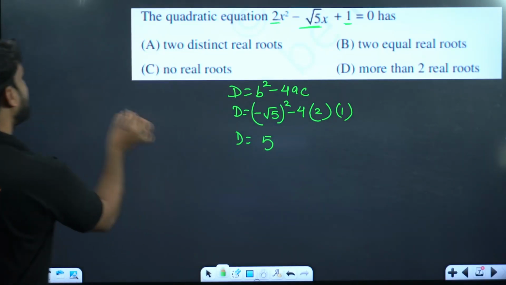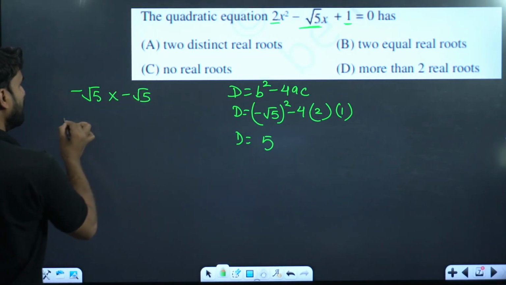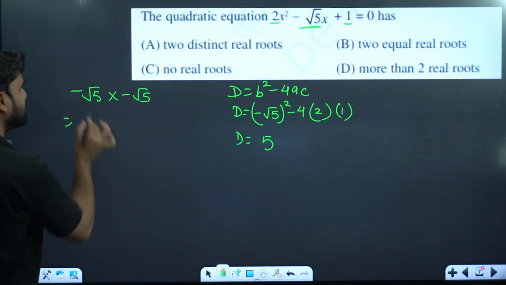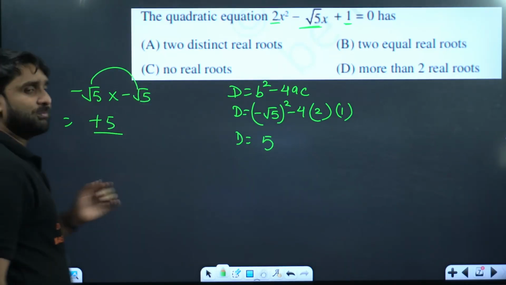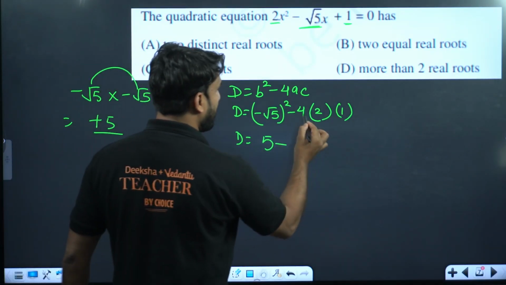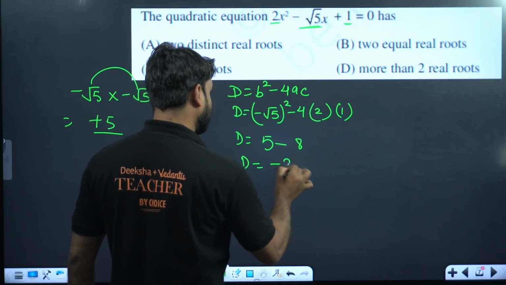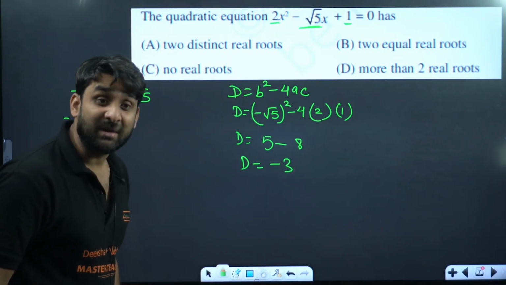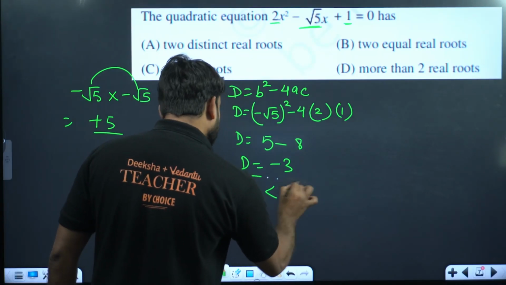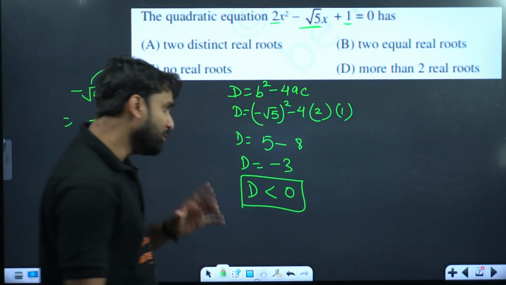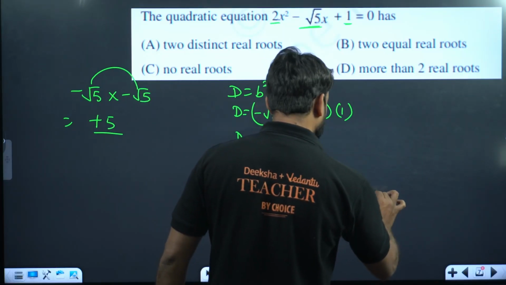Solve this. Minus root 5 square means minus root 5 into minus root 5. So minus into minus will become plus, and root 5 into root 5 will be 5. So plus 5 will be there. Minus 4 into 1 is 4. So D is equal to 1? Let me recompute: 5 minus 4 gives D equal to 1. Oh my God. D is minus 3, and D minus 3 indicates that there will be no real roots.